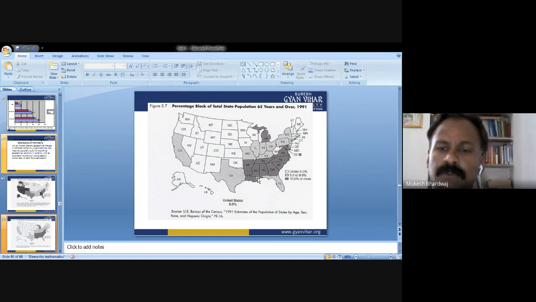Okay. So I think that is enough for today. In the coming next lecture, we are going to start with the new topic, that is measures of central tendency, which is nothing but mean, median, and mode.